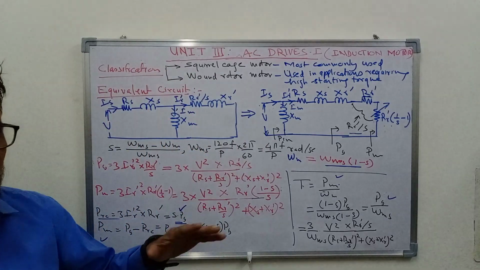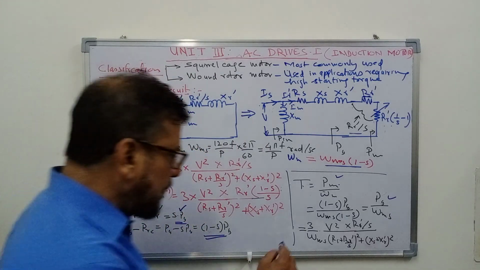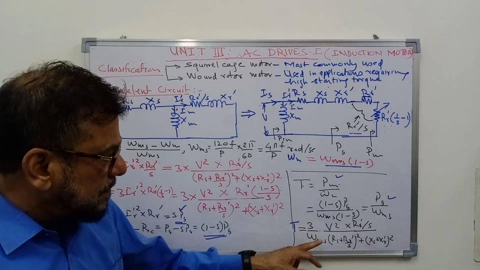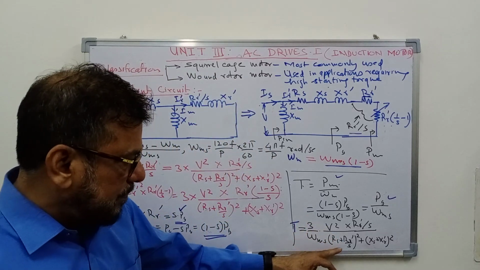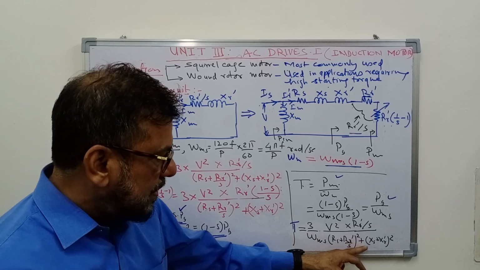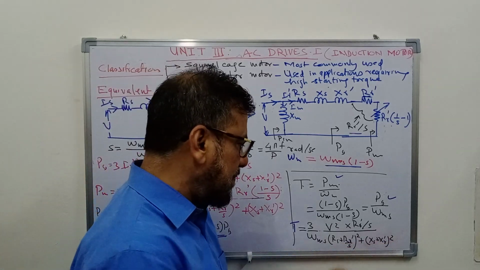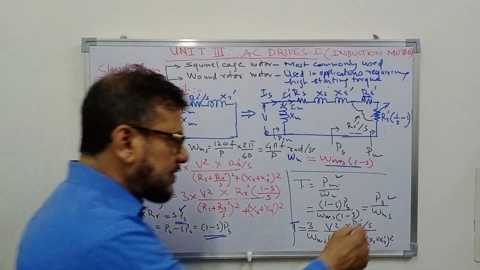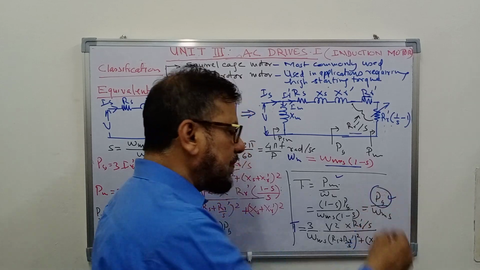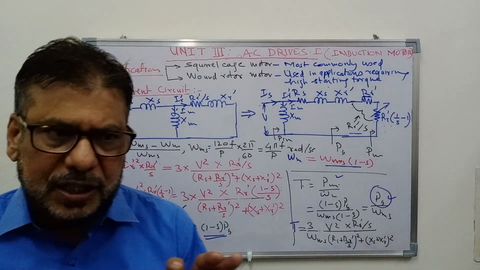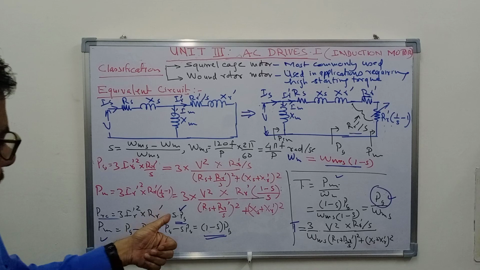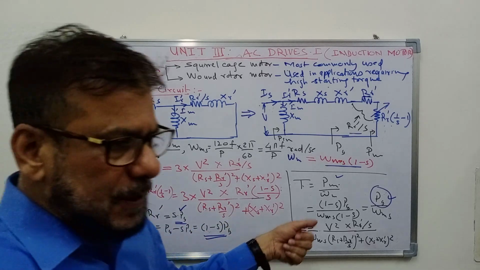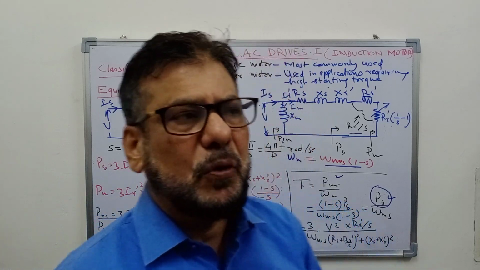So that will give you the torque of the motor, and if you put the values here, you will get the torque equal to 3 upon omega ms, V square upon RS plus RR dash upon S square plus XS plus XR dash square, multiplied by RR dash upon S. So this means that this Pg, the air gap power, is the key. If you know the air gap power, you can find out the rotor copper loss, the mechanical power developed, and the torque developed by the motor.